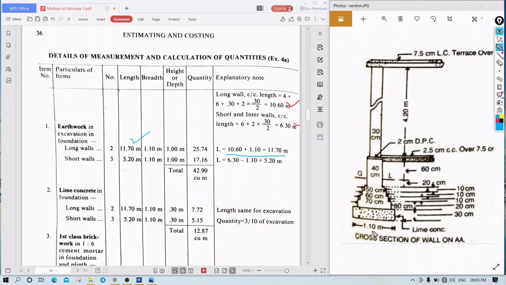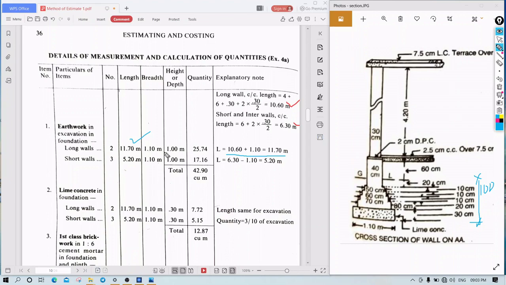That is 1.10. Okay. Then what is the height? Height you see here, 30 plus 20, 50, 60, 70, 80, 90, 20. So up to here, it is what? 100 centimeter. Okay. So 100 centimeter is equal to 1 meter. So we are taking 1 meter as the height. Fine. So now multiply them.